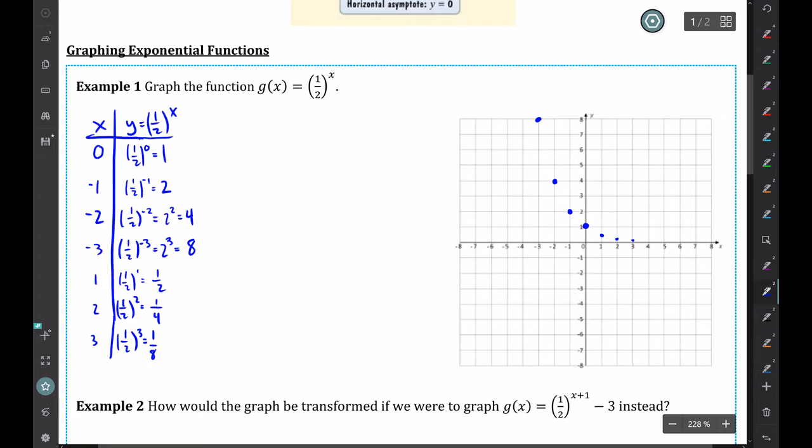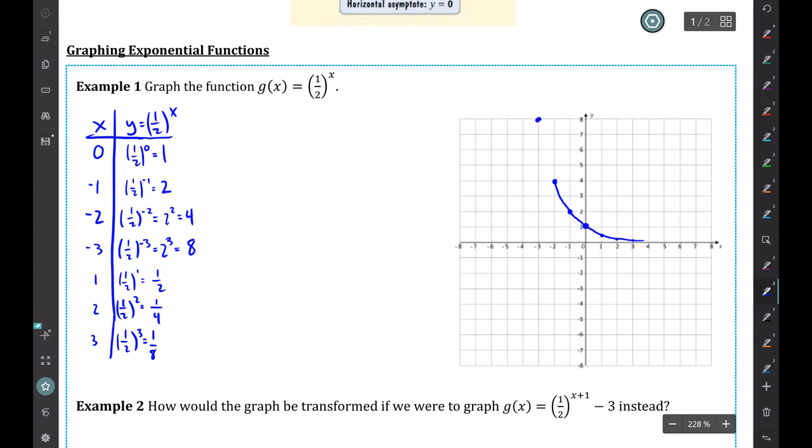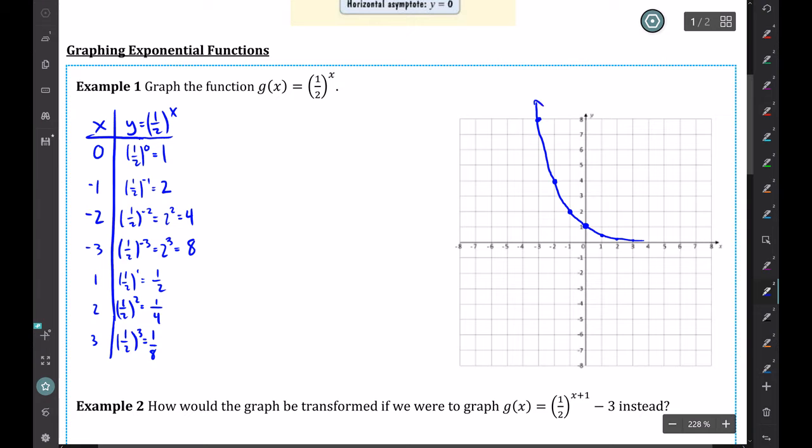Okay, so you can see that this graph is growing very quickly to the left of the y-axis, and it's shrinking very quickly towards 0 to the right. So it's moving towards the horizontal asymptote of y equals 0. So maybe I'll write that in red, that this y equals 0 is my horizontal asymptote here.